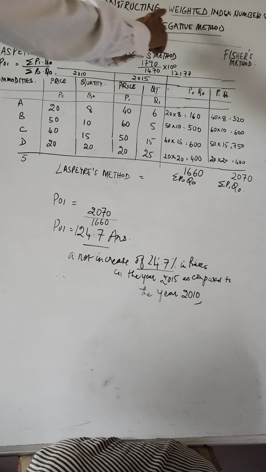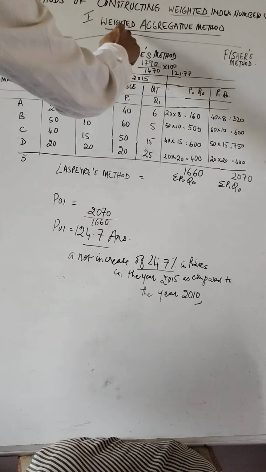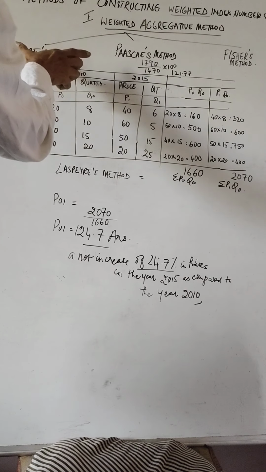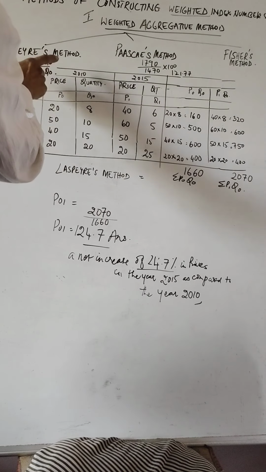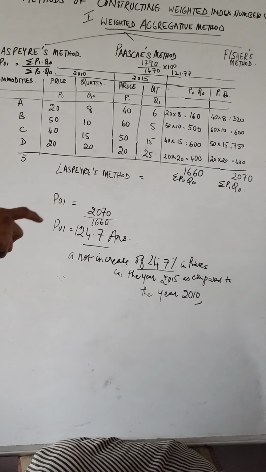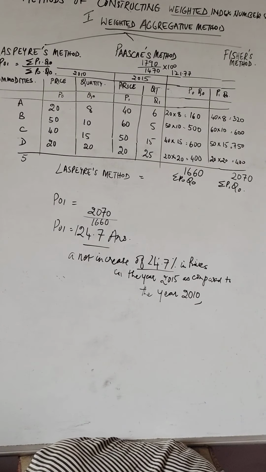So just have a look. Look at this. Methods of constructing weighted index numbers, and we are doing the weighted aggregative method, and there are three methods that we will talk about, but in this class particularly I'm only going to talk about what is known as Laspeyre's method. This method uses the base period quantities as weights. A weighted aggregative price index using base period quantities as weight is known as Laspeyre's price index.